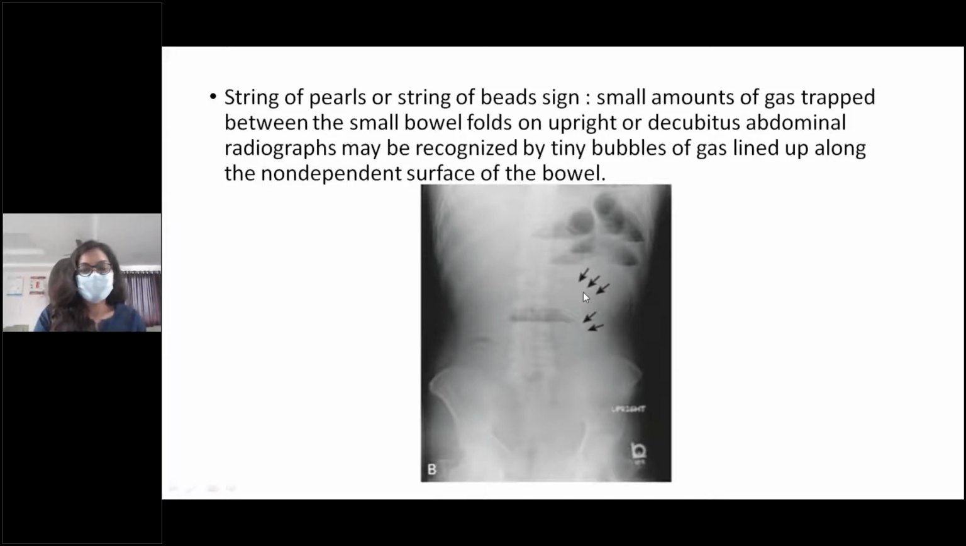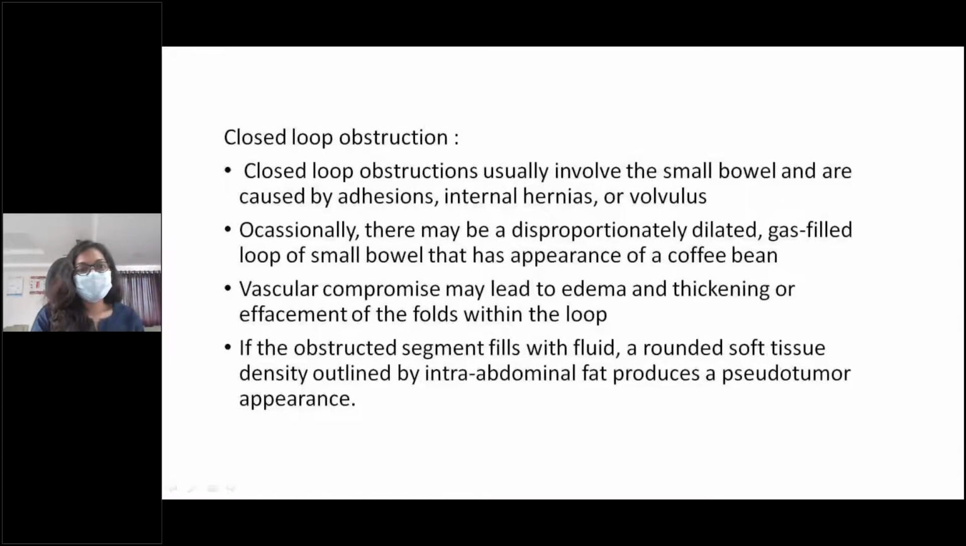Coming to the closed loop obstruction. Closed loop obstructions usually involve the small bowel and are caused by adhesions, internal herniations, or volvulus. Occasionally, there may be a disproportionately dilated gas-filled loop of small bowel that has the appearance of a coffee bean. You guys are well versed with the term coffee bean in a radiograph.